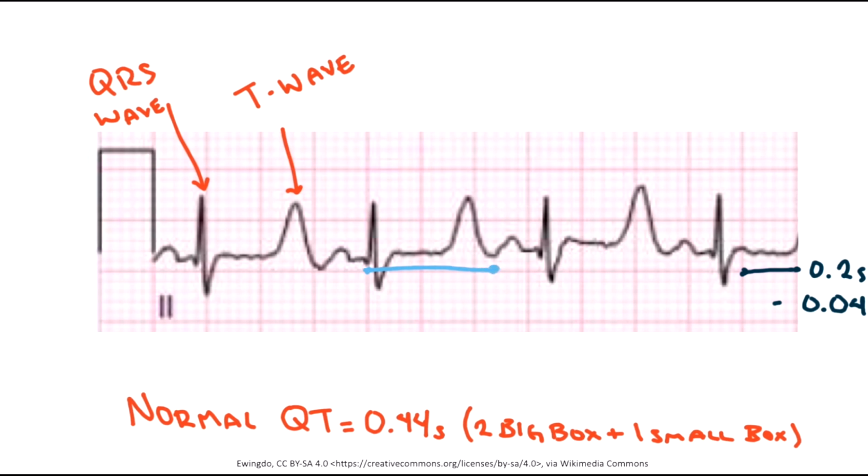And if we look at this QT interval, note that it spans about 2 big boxes and about 1.5 little boxes, meaning that the estimated QT interval is about 0.46 seconds, and that's prolonged. Though this is just an estimation, it's actually pretty close to the QT interval that was reported by the ECG machine, which was 0.47 seconds.